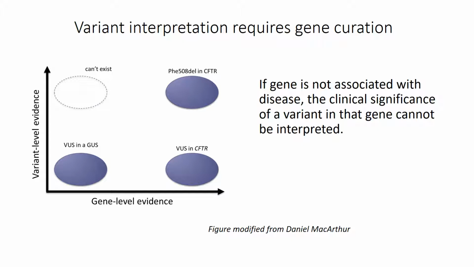You can have a very well-characterized variant and a well-characterized gene on the top right, such as delta F508 in CFTR, which is definitively associated with cystic fibrosis. You can also have a less characterized variant of uncertain significance, or VUS, in a well-characterized gene on the bottom right. You can even have a VUS in a GUS, a variant of uncertain significance in a gene of uncertain significance on the bottom left. But you can never have a variant with significant evidence in a gene with little to no evidence. I am hoping in this talk to convince you that transcript curation represents an additional level of curation required for variant curation.